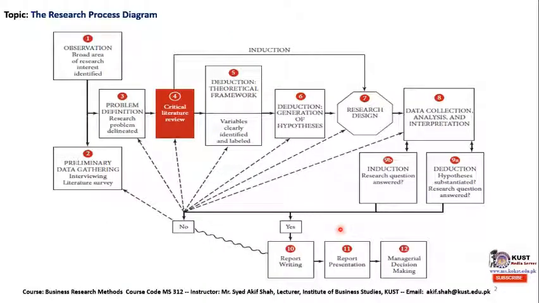Dear student, this is a complete research process diagram, and we have already discussed the first 4 steps in my couple of previous lectures, in which we have covered the broad problem area with the help of observation. We have discussed in detail the preliminary data gathering via interviewing and literature review, and then we have clearly defined the research problem, then discussed the critical literature review and its importance, which sets grounds for a theoretical framework to be developed. And what is theoretical framework?